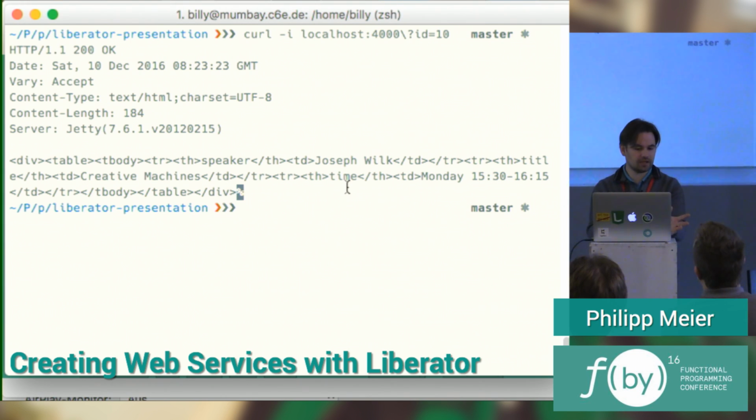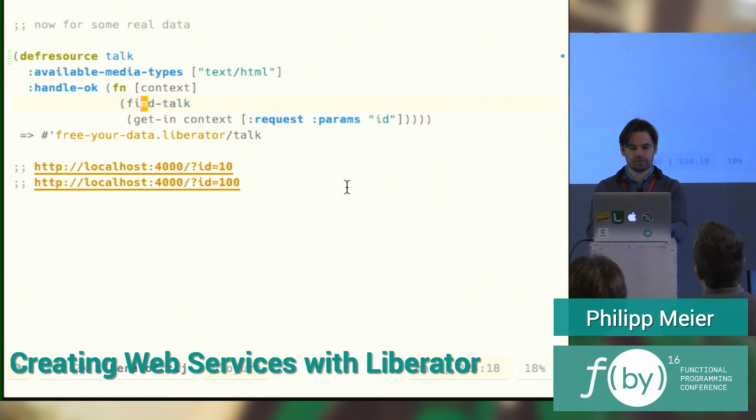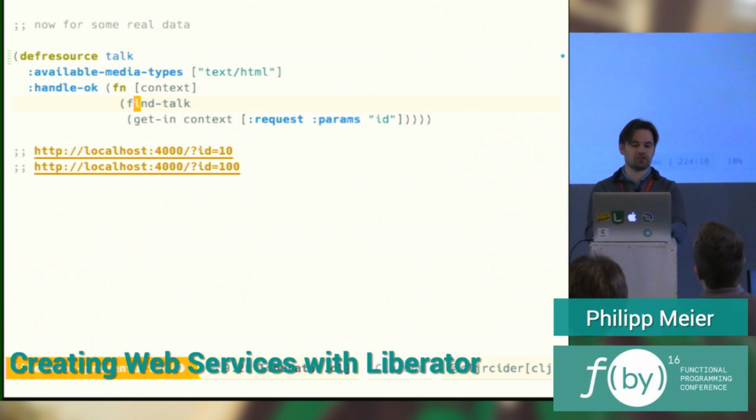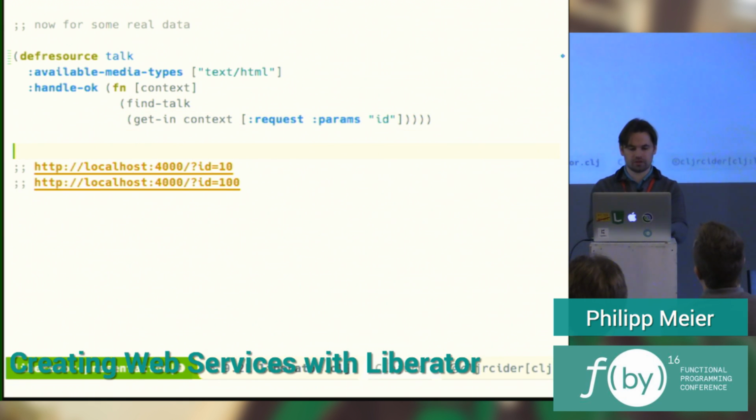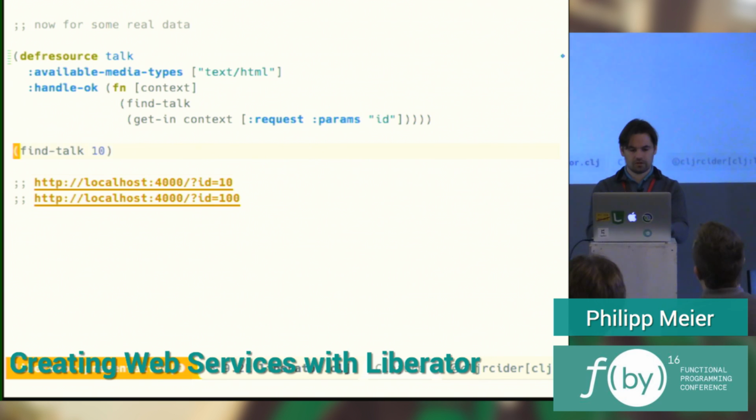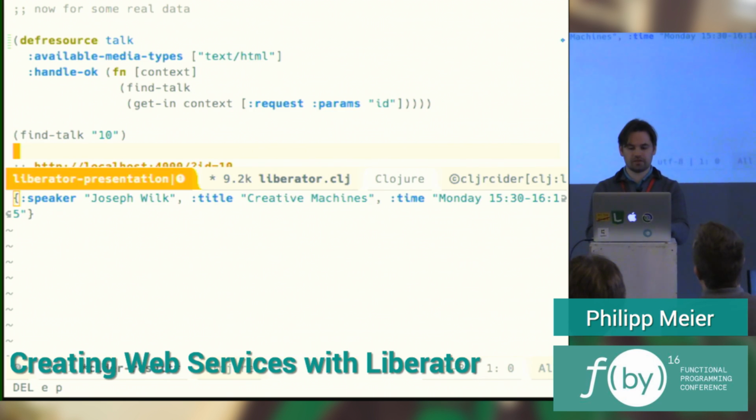But you see, we get back text HTML, and there was some automatic formatting. This is one of the neat points of Liberator. You see, we don't do any HTML generation here. The find-talk function returns, we can just try it out here. Find-talk, what was the parameter, 10, I guess. I think we need to do it as a string. Find-talk, yeah, this is the value that's actually returned by find-talk.